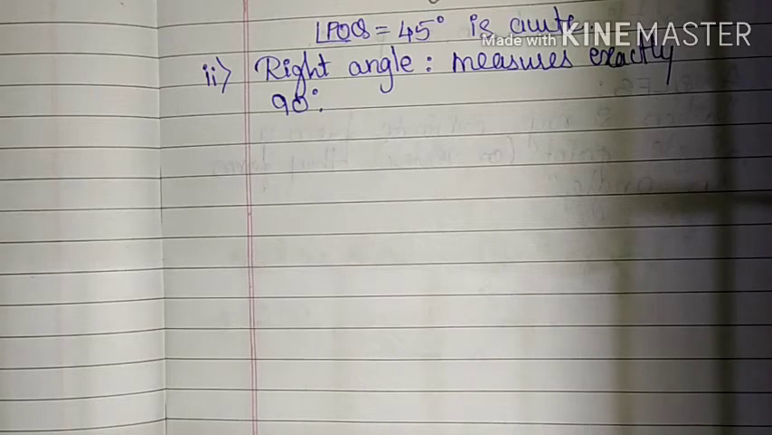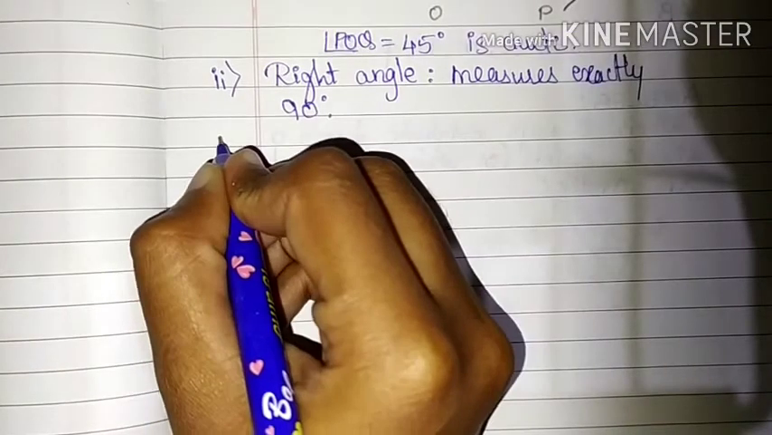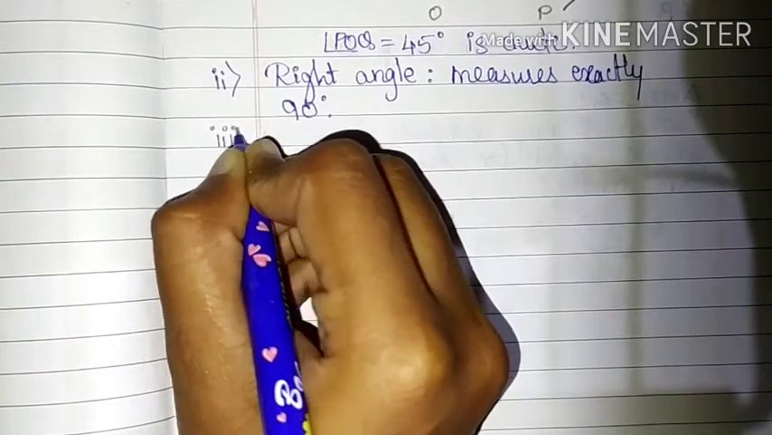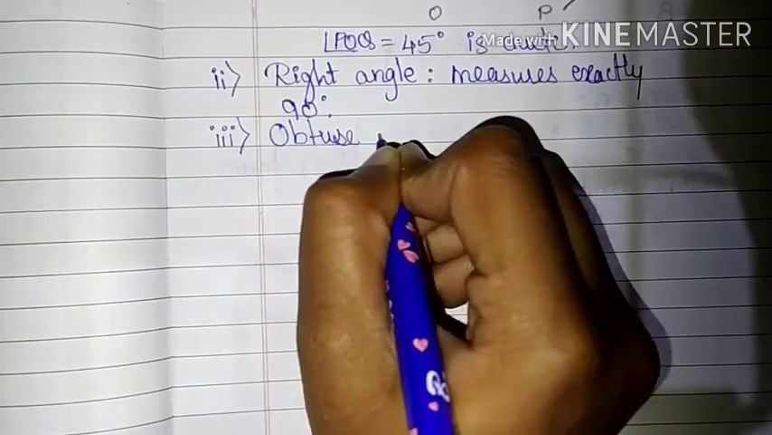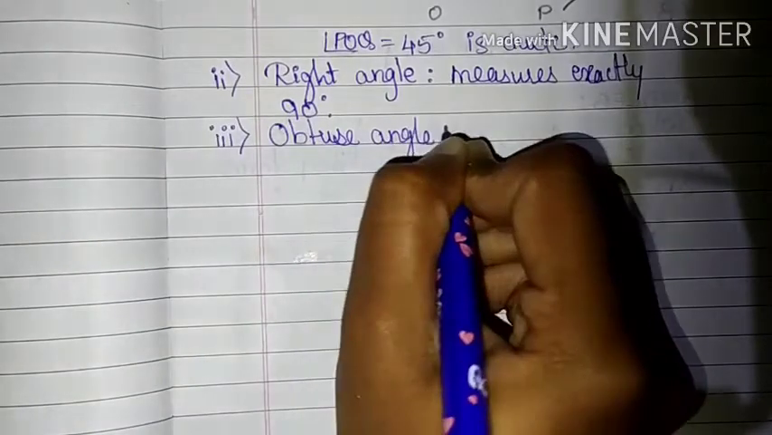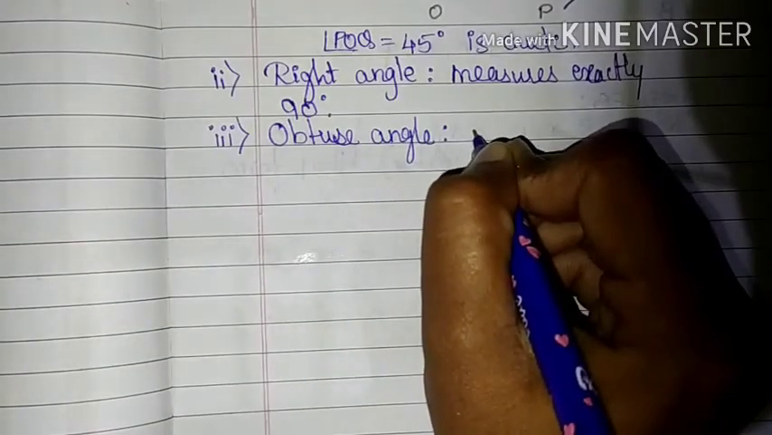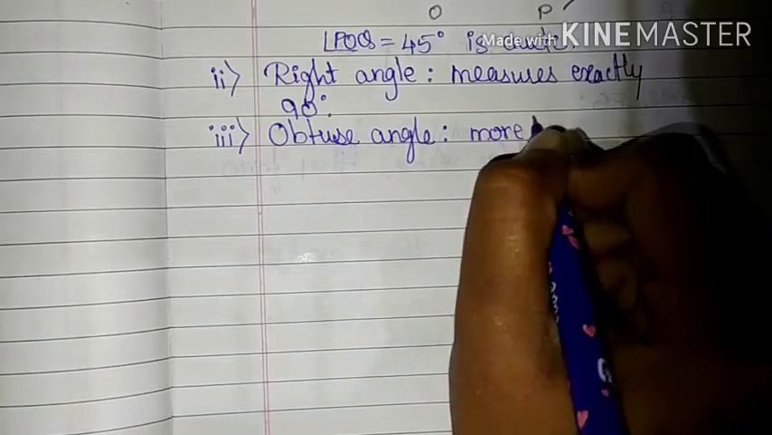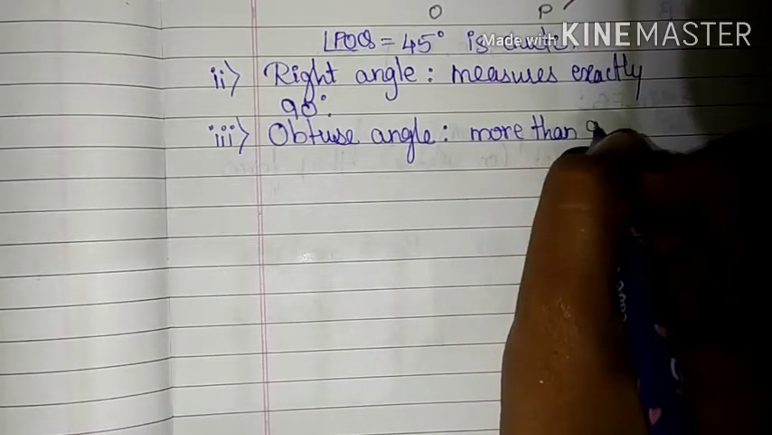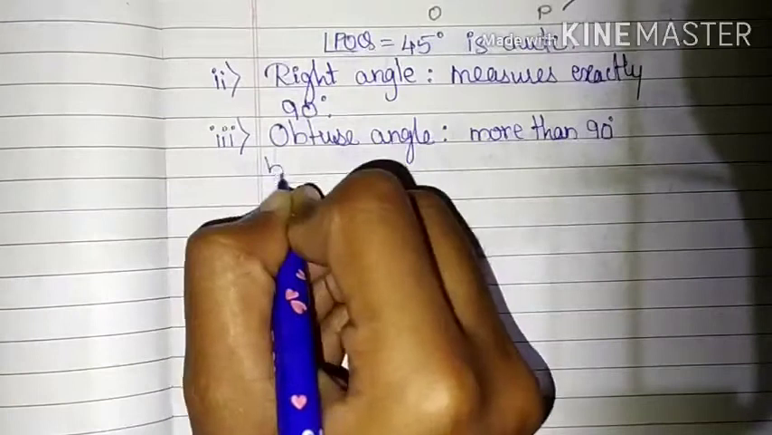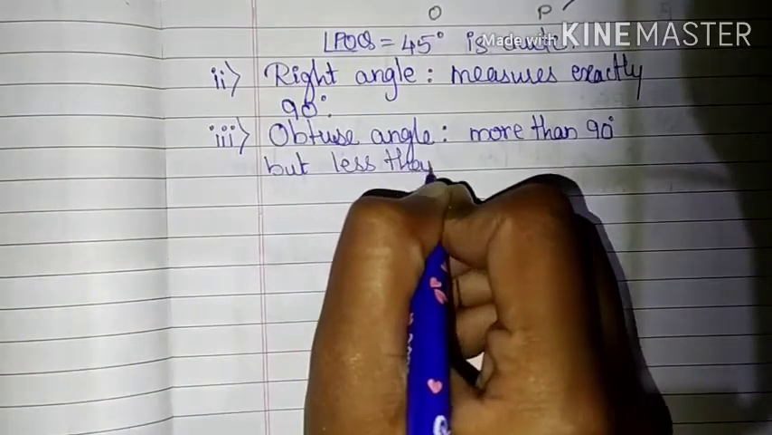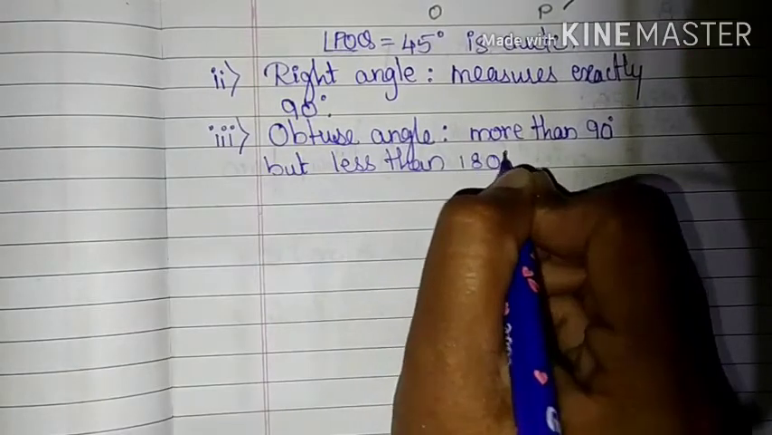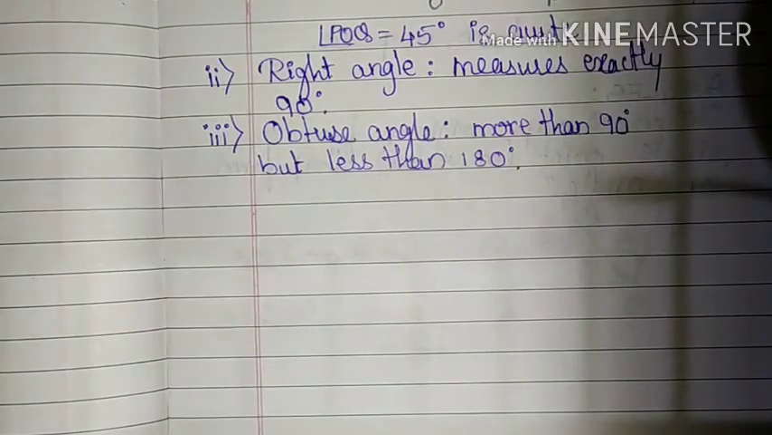Moving ahead, we have a third type of angle which is called the obtuse angle. They always measure more than 90 degrees but less than 180 degrees. Obtuse angles always lie between 90 and 180 degrees.